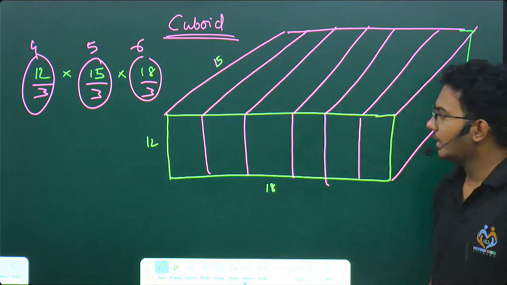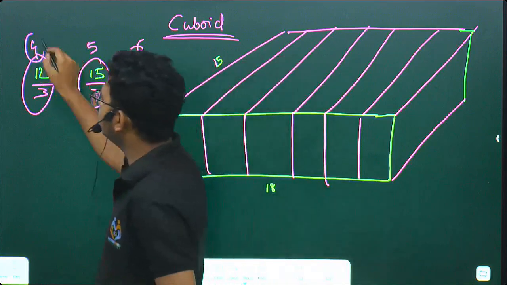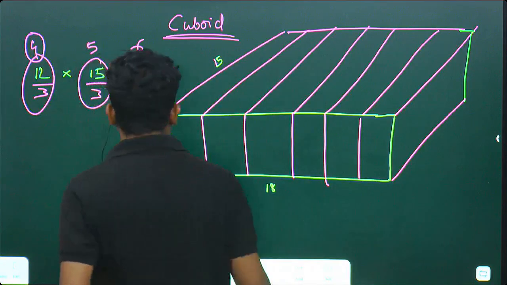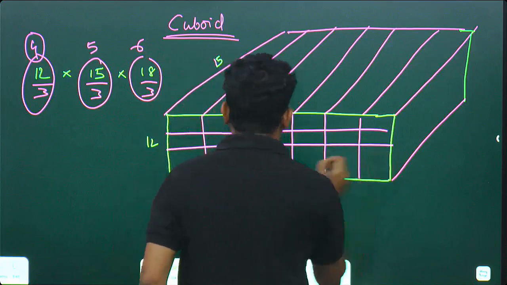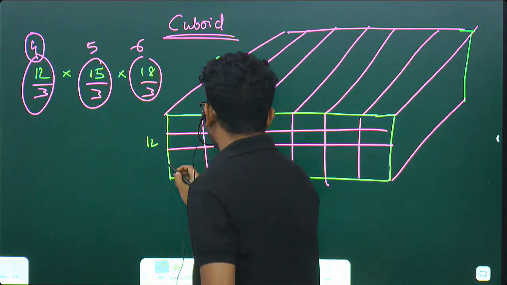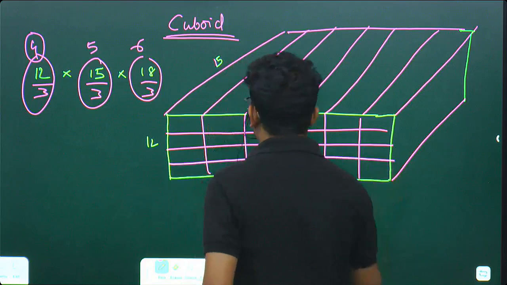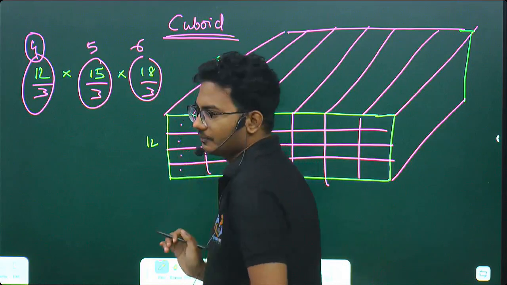Now this 12, I want to make this into 4 parts. Now I have to make 3 cuts. 1, 2, 3. If I make 3 cuts, then I'll get 4 parts. 1, 2, 3, 4.